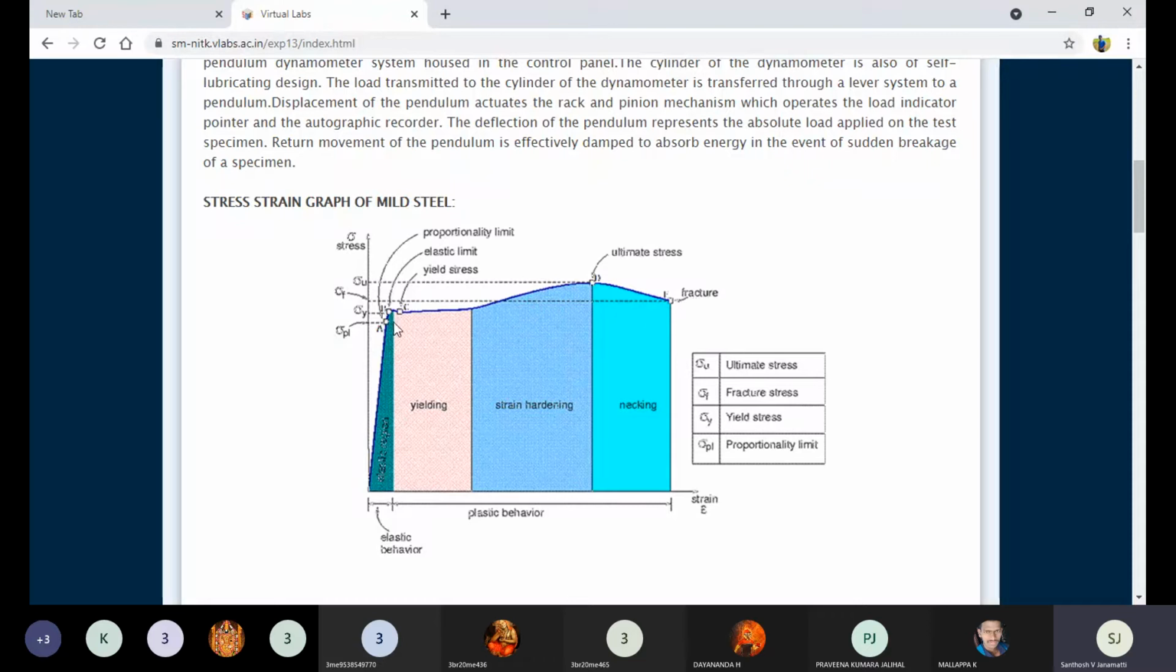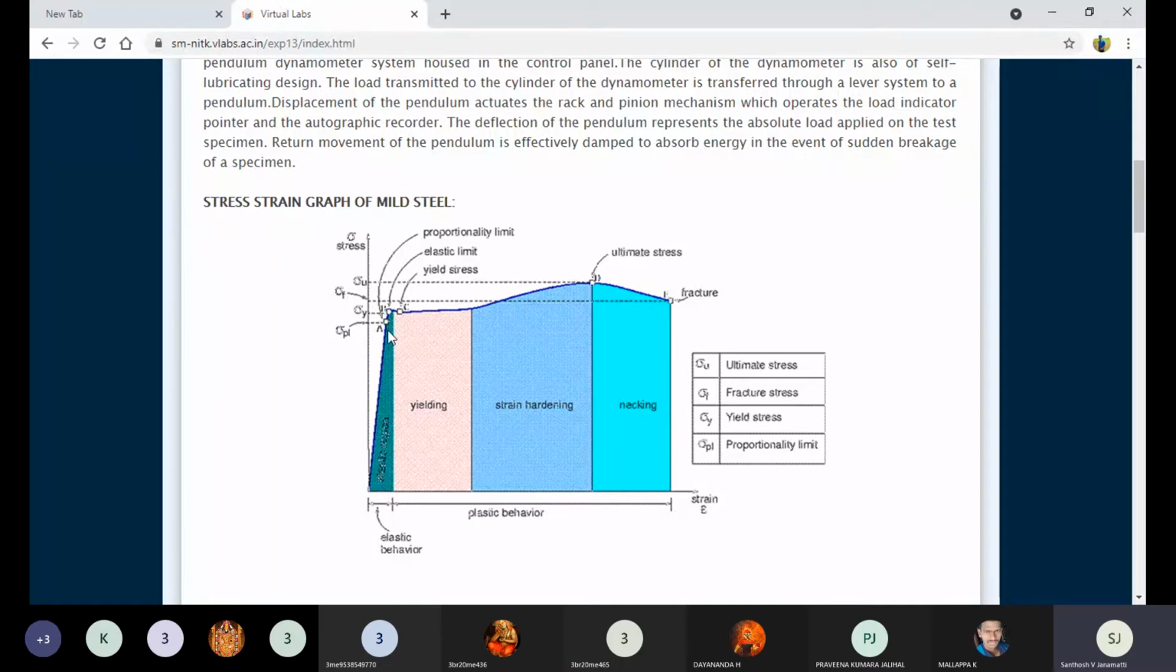Now below the yield point, we have the elastic limit. This is also a kind of deformation, as I told you. This deformation, from 0 to less than the yield point, gives us one more point, the elastic limit, and this portion we call the proportionality limit. This deformation is an elastic deformation.